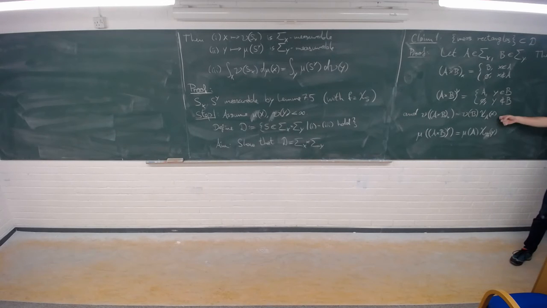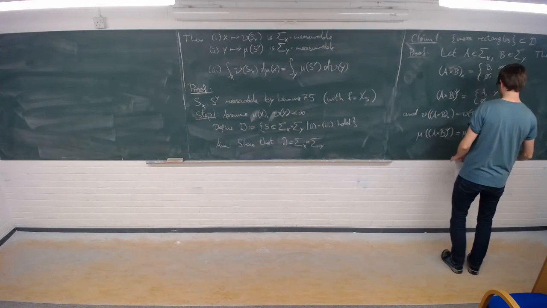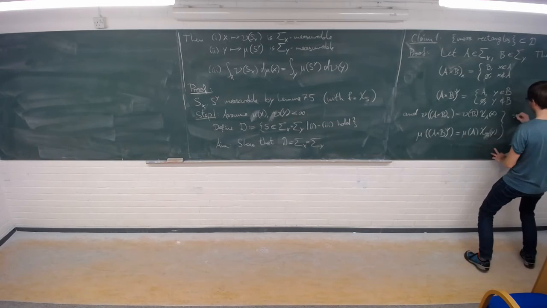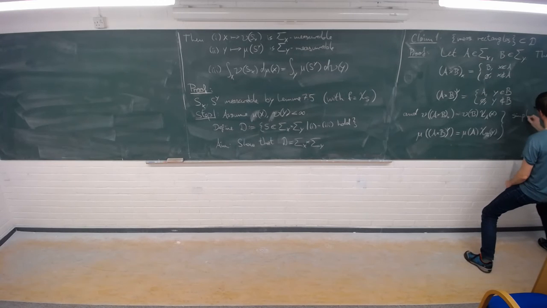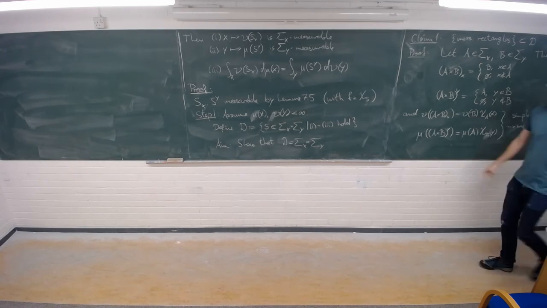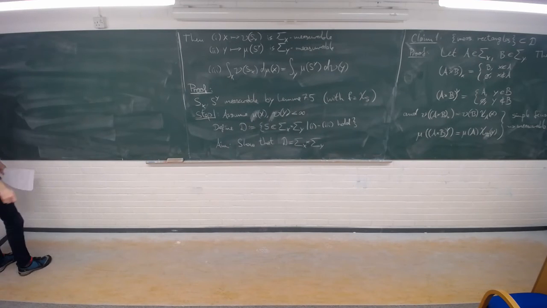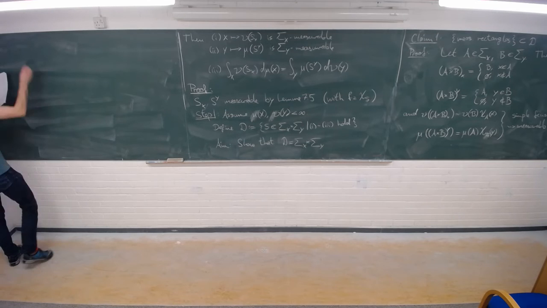So these are just multiples of characteristic functions. So in particular, they're simple functions. So in particular, they're measurable. Okay, so 1 and 2 are satisfied already. And because these are simple functions, computing the integral is easy as well.